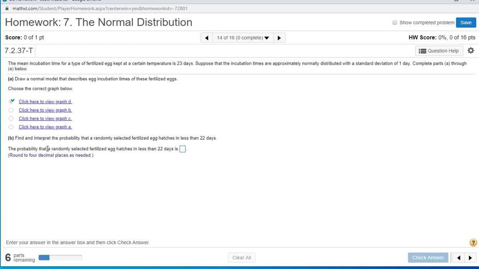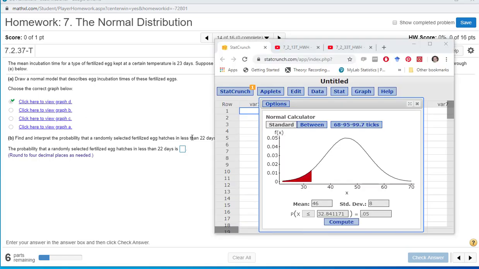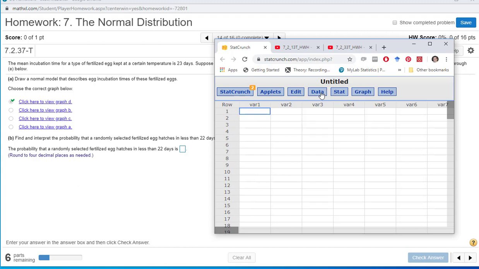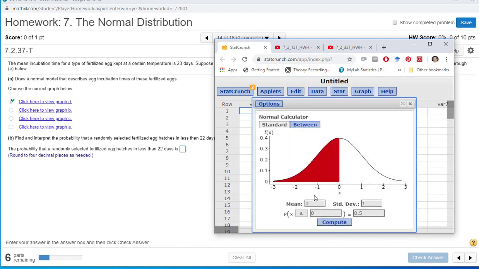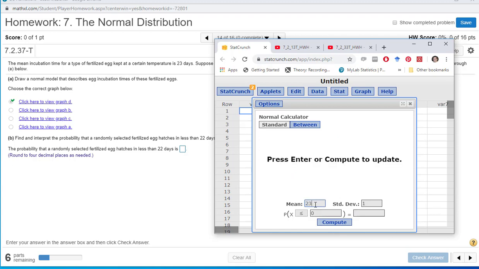Okay, part B, find and interpret the probability that a randomly selected fertilized egg hatches in less than 22 days. I recommend on your hand-drawn graph that you actually shade that, as I've done here. Now we can use technology to figure this out. Let's put in our applet again. I go to Stat, Calculators, and Normal. The mean here was 23, standard deviation is 1, and we are looking for less than 22.